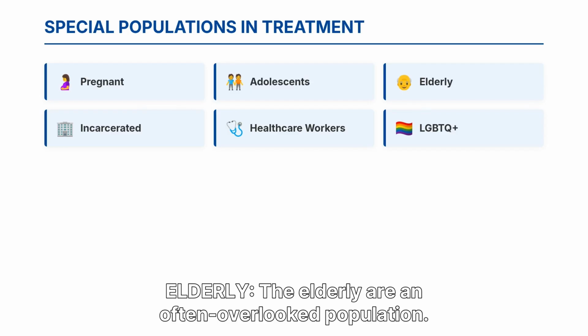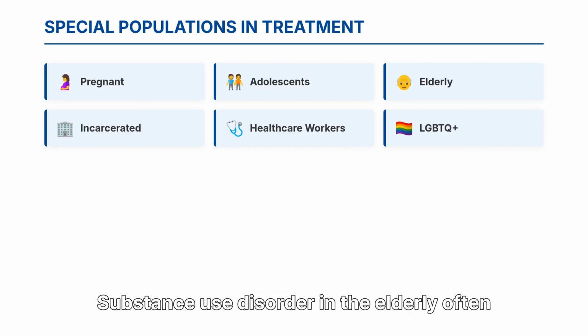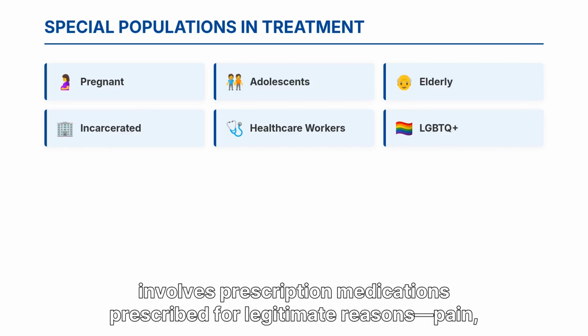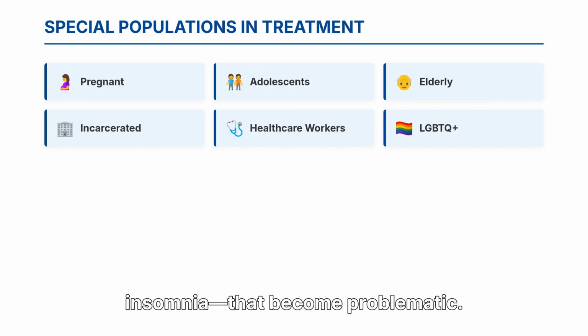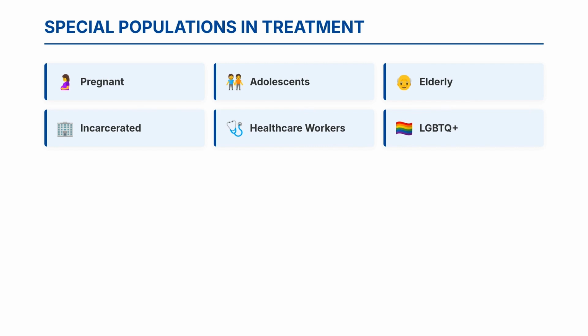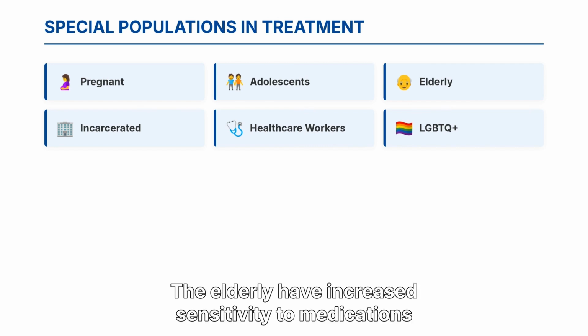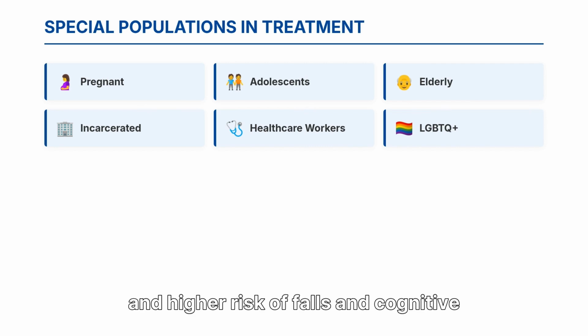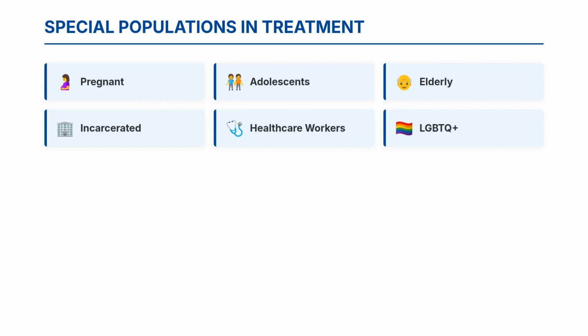Elderly. The elderly are an often overlooked population. Substance use disorder in the elderly often involves prescription medications prescribed for legitimate reasons, pain, insomnia, that become problematic. Risk factors include isolation, grief, chronic pain, and multiple medications. The elderly have increased sensitivity to medications and higher risk of falls and cognitive impairment.